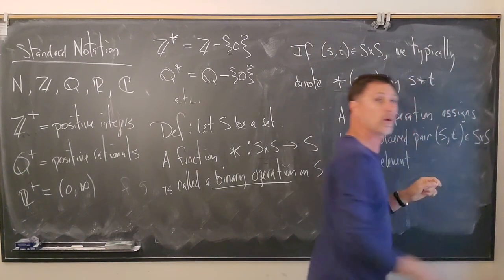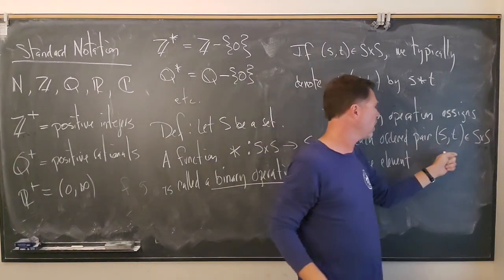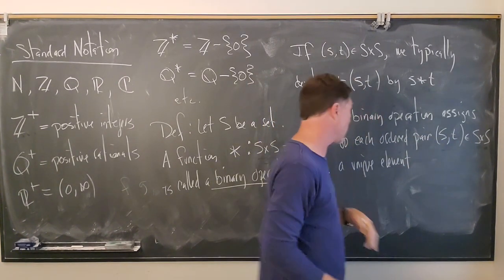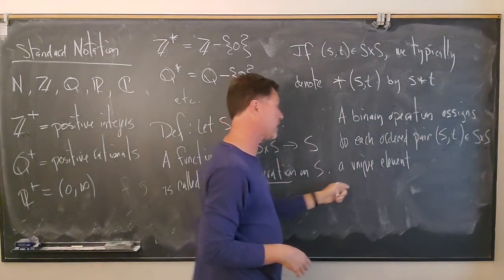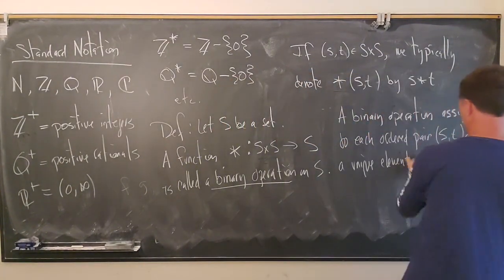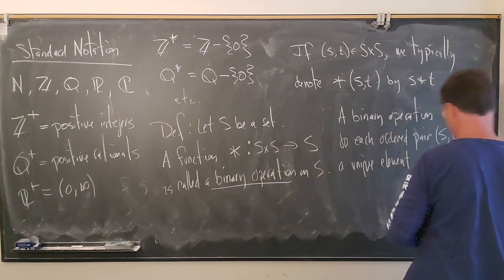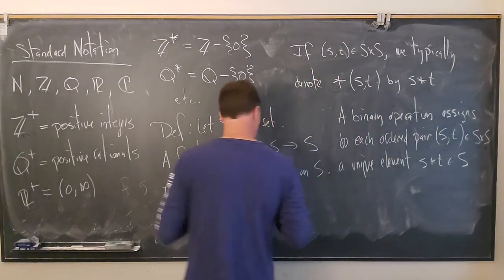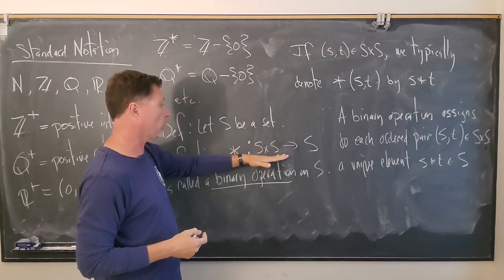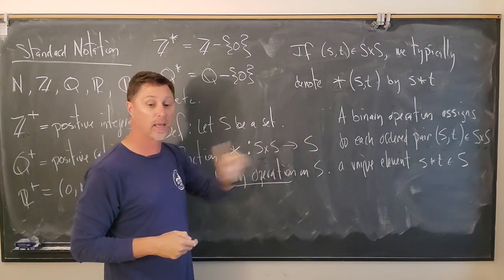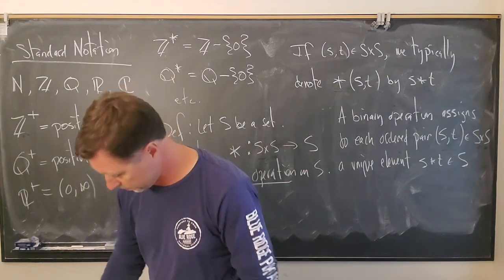Sorry, I ran out of space there. Hopefully you can see this in the shot though. So it's each ordered pair S, T in S cross S. To each such ordered pair, we assign a unique element S star T, and that's an element of S. So that's a binary operation. It takes ordered pairs from S cross S and assigns to each a unique element in capital S.